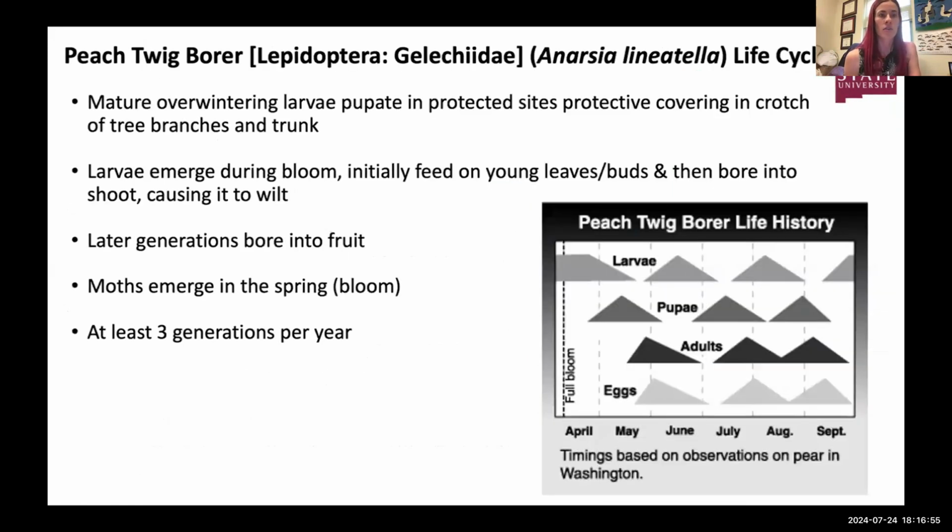These guys, they overwinter as pupa. The larva will pupate in protected sites in the crotch of the tree branches and trunk. The larvae emerge during bloom, and they initially feed on the young leaves and buds, and then they bore into the shoot, causing it to wilt. Later generations bore into the fruit, so there are multiple generations of these. Here in New Mexico, you can have at least 3 generations per year. And then these moths will emerge in the spring.